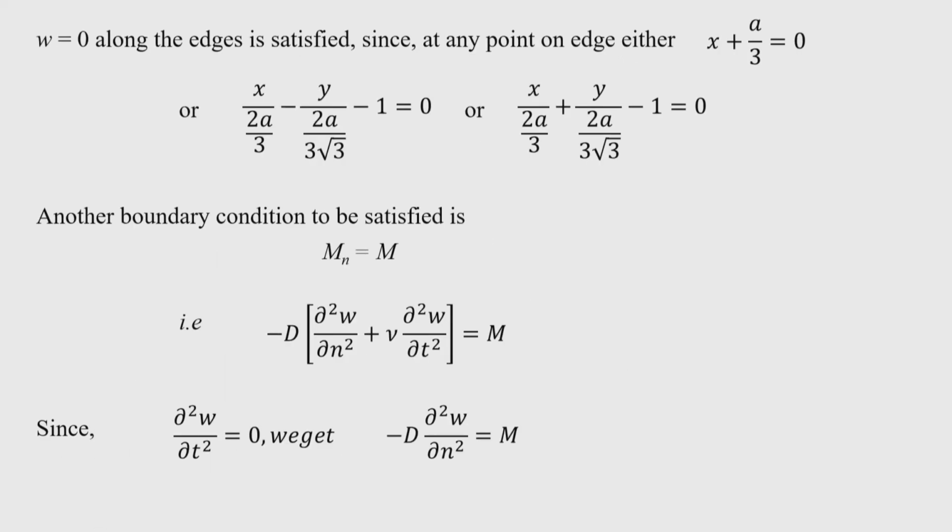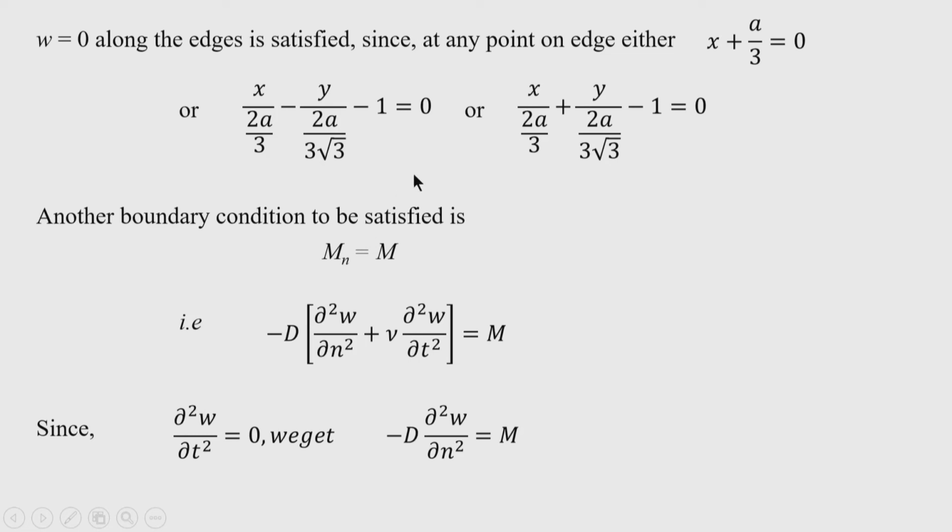Next, w is 0 along the edges, that is what we have verified. So, these are the equations of the lines, so naturally it will be 0 at the boundary for the respective edges. Another boundary condition to be satisfied is that the moment M n along the normal to this side is M.